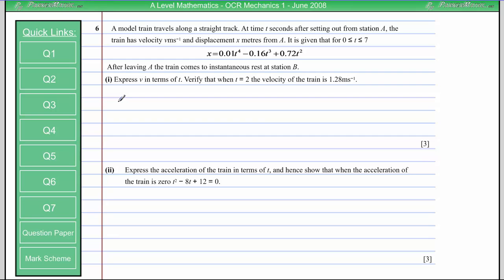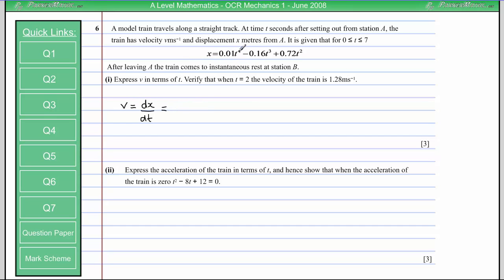In part 1, we need to express v in terms of t and verify that when t equals 2, the velocity of the train is 1.28 meters per second. In this question, we're not dealing with constant acceleration, so we can't use any of the normal equations of motion. However, we can use the definition of velocity, which is that it's the rate of change of displacement. So we can say that v equals dx by dt, which means that all we need to do to find the velocity is differentiate our expression for the displacement.